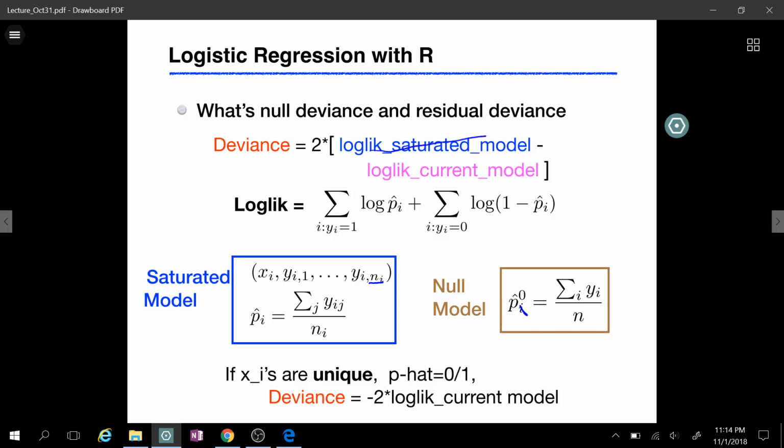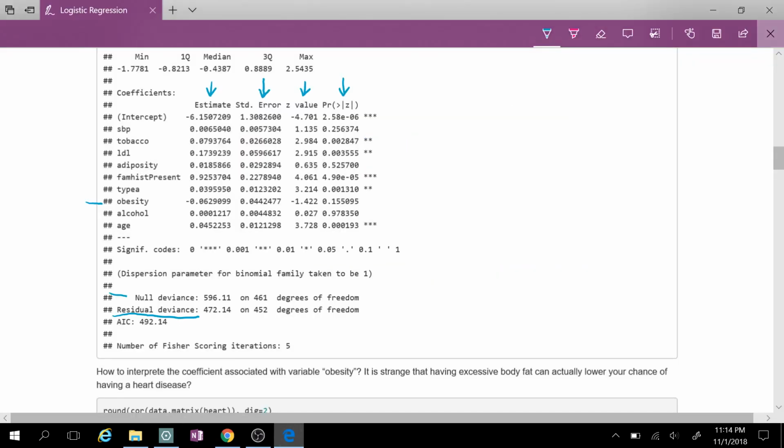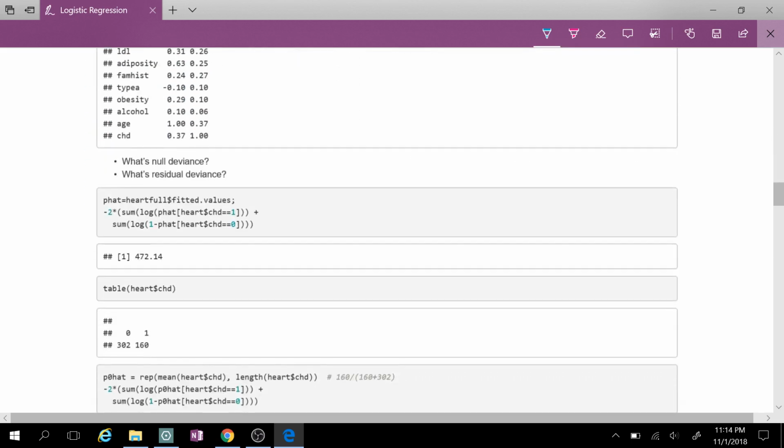So if all the xi's are unique, you're going to find the deviance is basically minus 2 times the log likelihood of the current model. And that's the case for our heart data, because all the xi's are unique. So you can calculate the null deviance as minus 2 times the log likelihood from the null model, and minus 2 log likelihood of the fitted probability for the current model is the residual deviance. So here I did the calculation, and here.